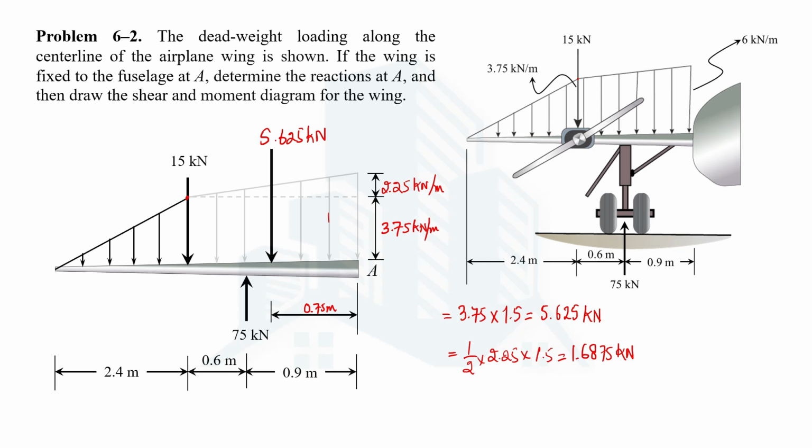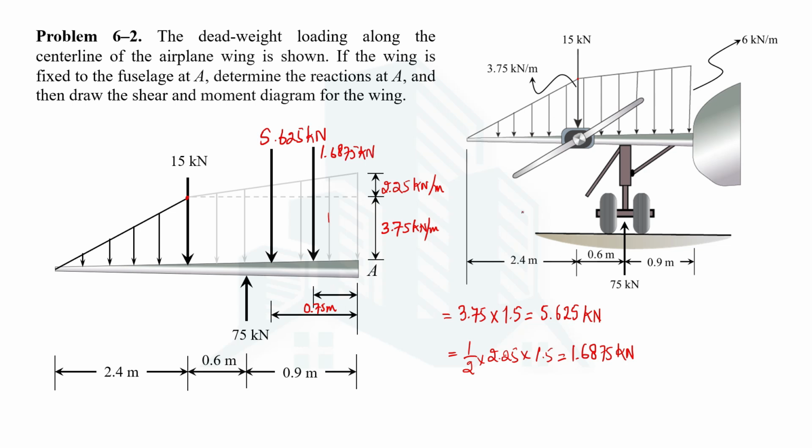And in case of triangular load, the point load would be acting at 1 by 3 from the larger side and 2 by 3 from the smaller side. So the larger side is actually from point A. So this will be then distance. Magnitude is 1.6875 kilonewton. How about this distance?